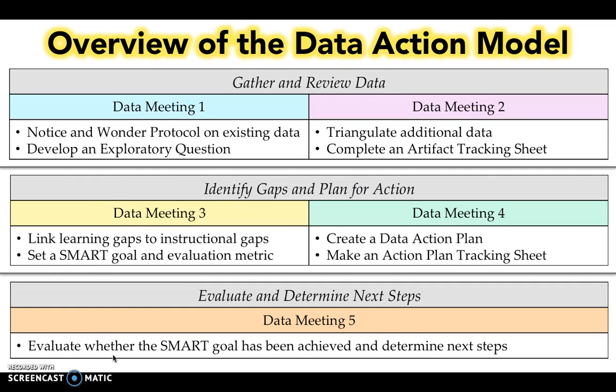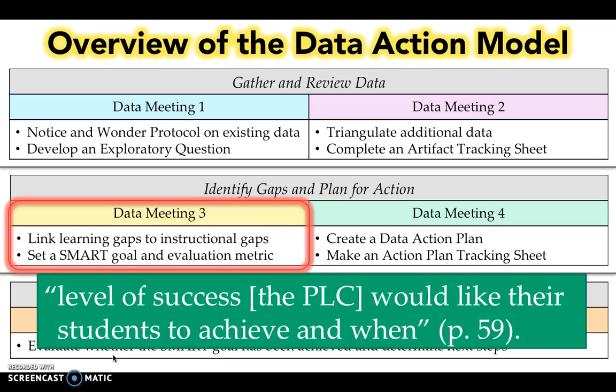The second phase asks the PLC to further identify gaps and plan for action. Data Meeting 3 helps the PLC determine gaps and establish a target learning goal for students. In the book, Venables expresses that this SMART goal represents, quote, the level of success the PLC would like their students to achieve and by when. The selected evaluation metric, or student assessment, will be used to determine whether the goal has been met or not.